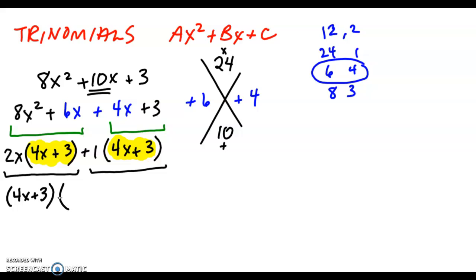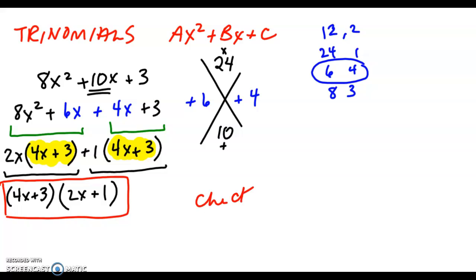And what are we left with in this first term? If we take the whole yellow part out, we're left with the 2x. And if we take the yellow part, our greatest common factor, out of the second term, we're simply left with the 1. And there is our answer for decomposition. 8x squared plus 10x plus 3 can be factored to find those 2 factors. Now, of course, you can check, which I recommend you always do, because then you'll never get anything wrong if you've made sure you've checked.